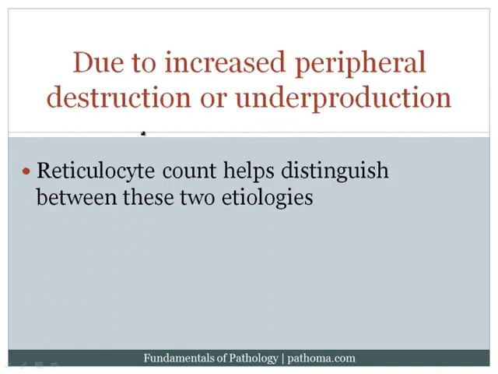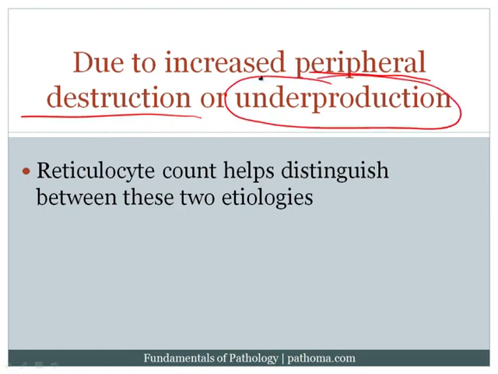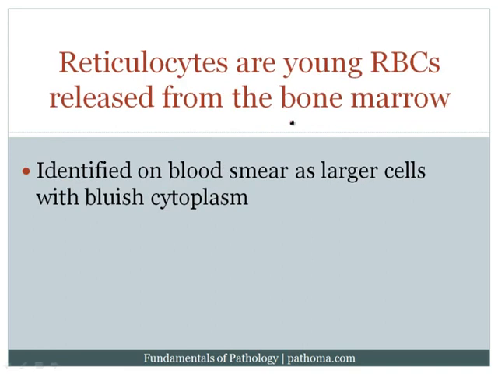Now, in normocytic anemias, the key differential diagnosis is the anemia due to peripheral destruction, i.e., are the red blood cells being destroyed outside of the bone marrow, or is the anemia due to underproduction, i.e., is the bone marrow not making red blood cells? And the way we can distinguish between these two etiologies is to look at the reticulocyte count. Reticulocytes are young red blood cells that are obviously released from the bone marrow. You can think of them as baby red blood cells.